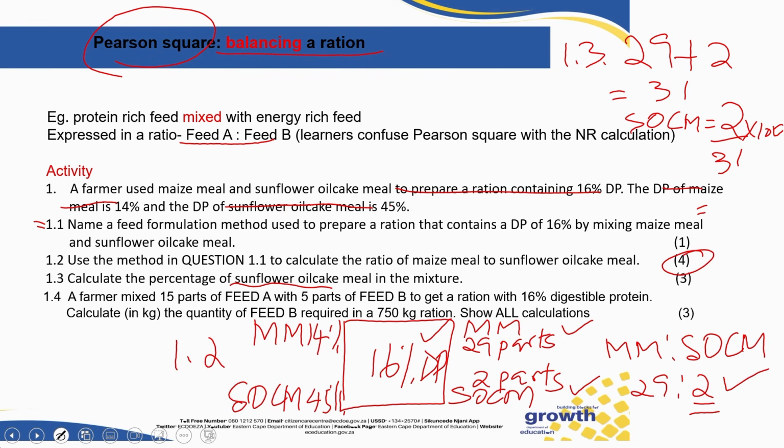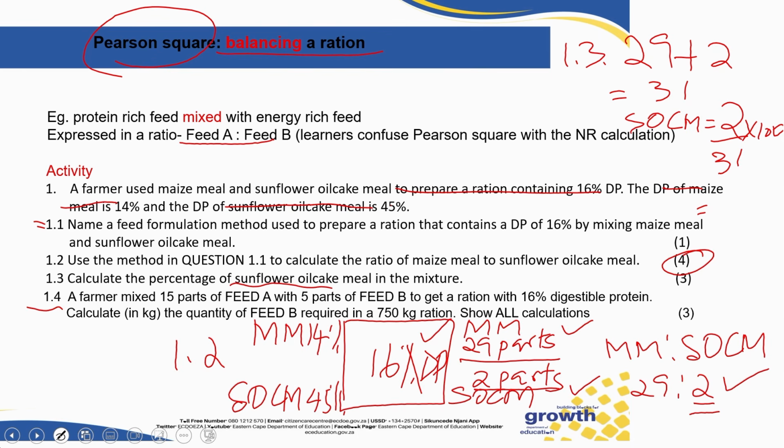Oh, remember, Mfundi, when we get to the right side of the Pearson square, we no more talk of percentages. We are talking of the parts. If by mistake you write percentages, you are wrong. You won't get a mark. So when you go to the right side, you talk of parts. Percentages cancel each other, and then on the right side you write the parts.